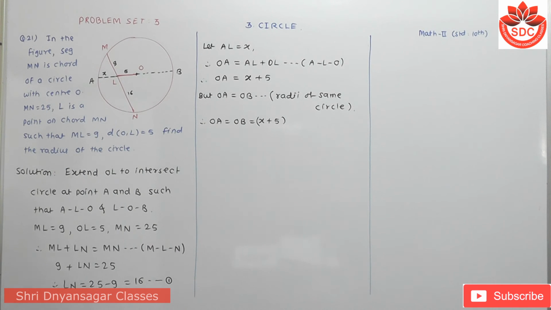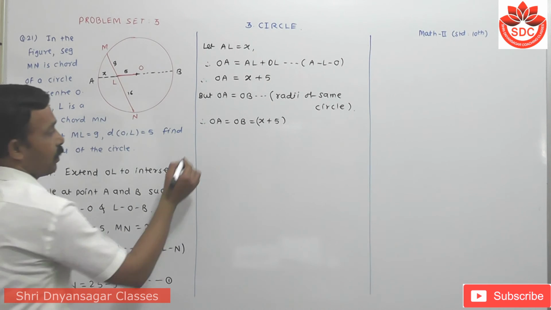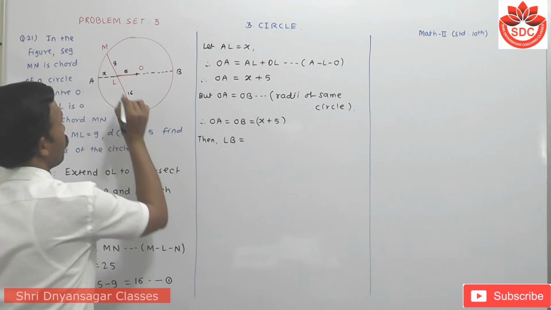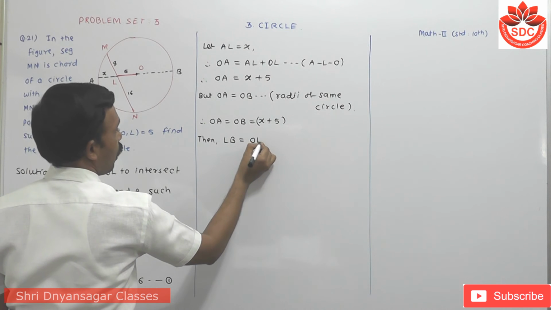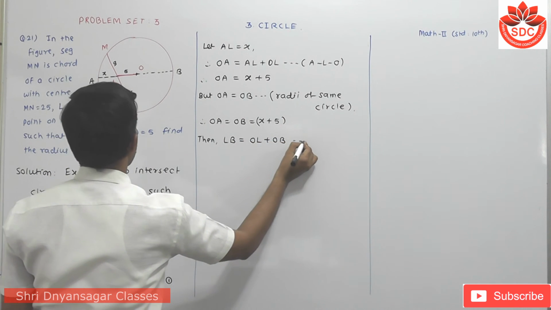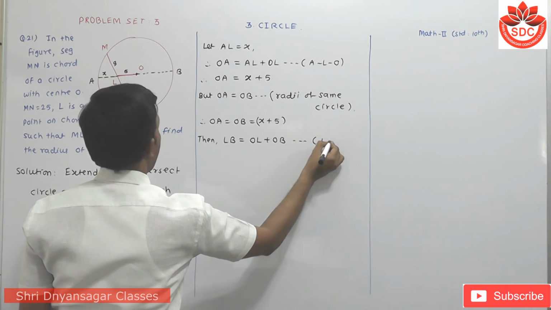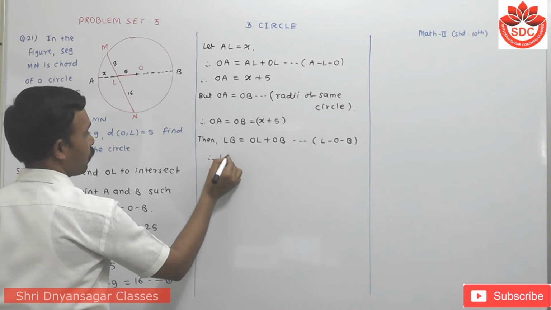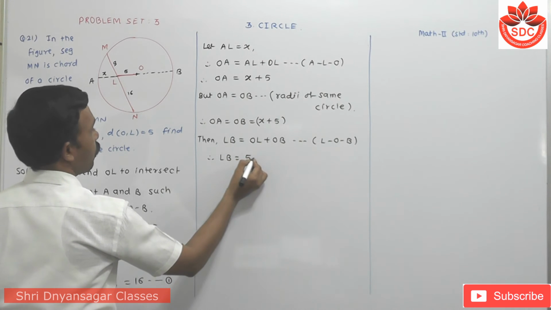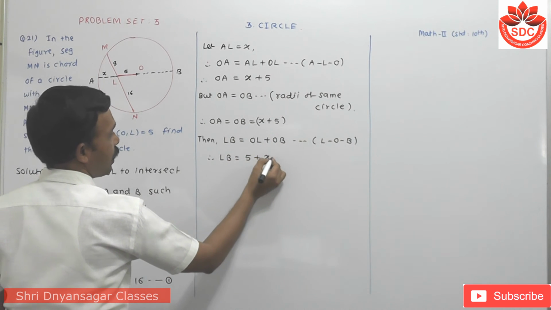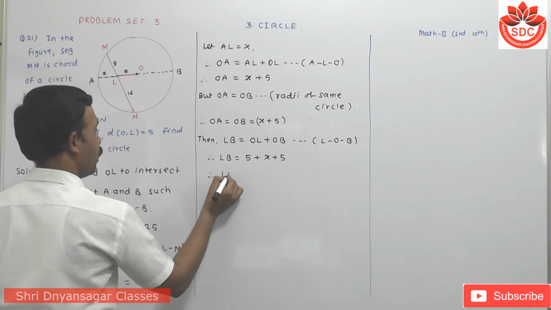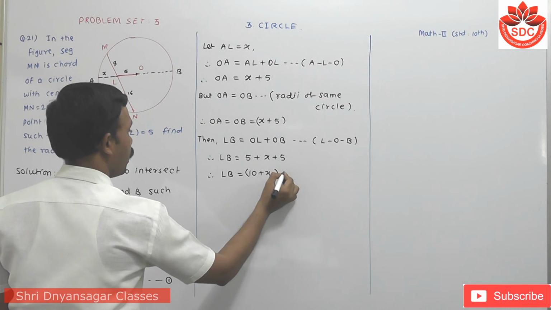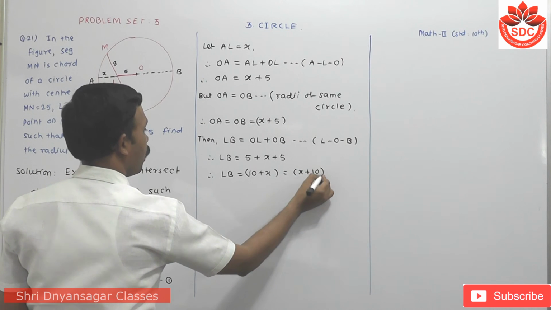Then I have to find out the value of LB also. Then LB is equal to OL plus OB, because L-O-B are collinear. Then LB is equal to OL, which is 5, plus OB, which is x plus 5. That means LB is equal to 10 plus x, or x plus 10. Both are the same.